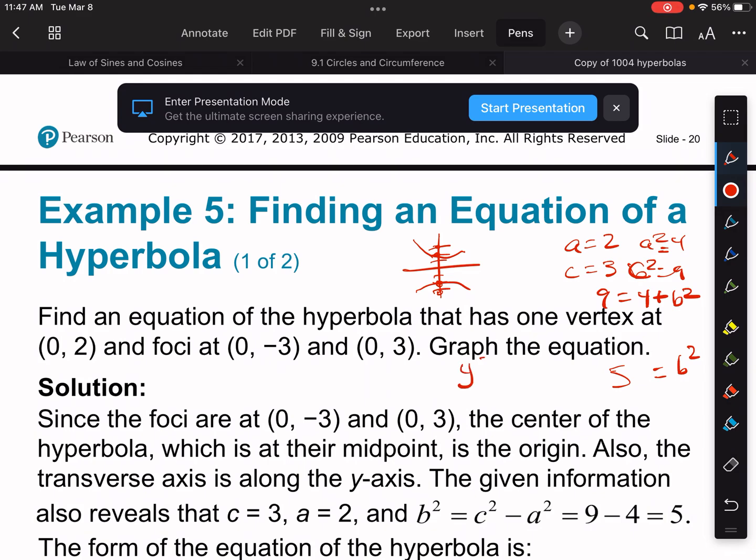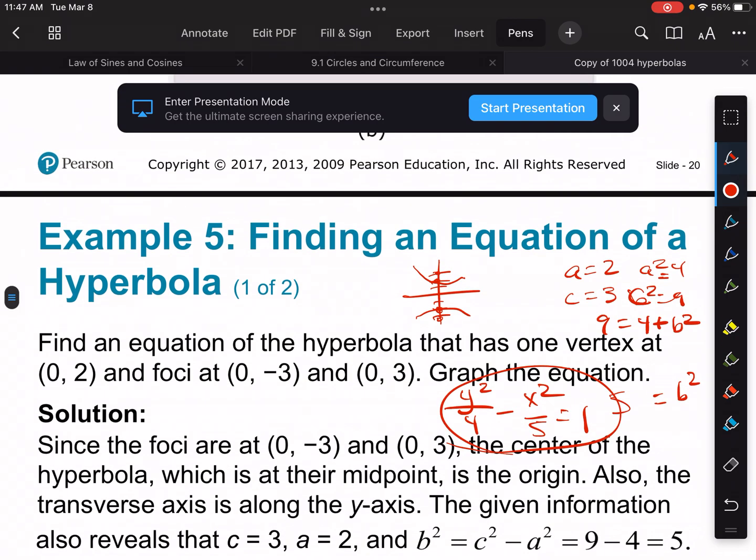So I can say y squared over 4 minus x squared over 5 is equal to 1. Okay, so they just want the equation, and then they want you to graph it. So we kind of have an idea here. Again, I'm going to show you how to do this with asymptotes right now with the box method. We already know our vertices.